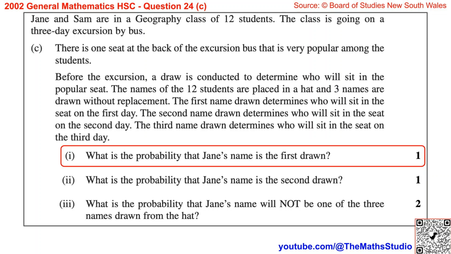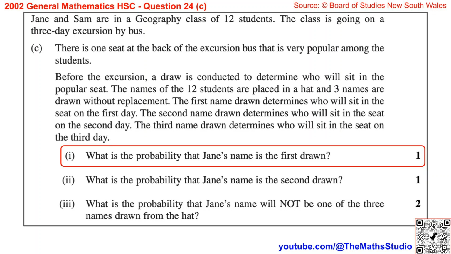Before the excursion, a draw is conducted to determine who will sit in the popular seat. The names of the 12 students are placed in a hat and 3 names are drawn without replacement. The first name drawn determines who will sit in the seat on the first day. The second name drawn determines who will sit in the seat on the second day. The third name drawn determines who will sit in the seat on the third day.